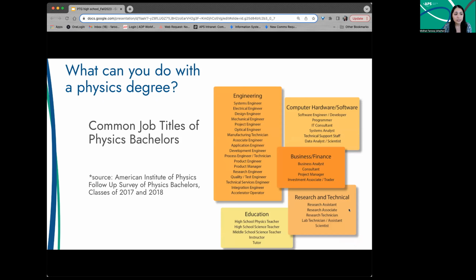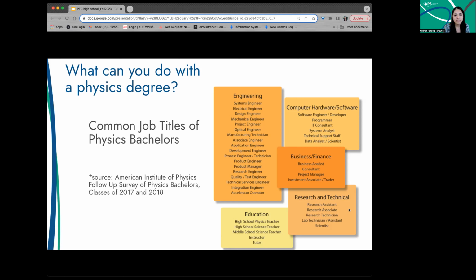So here are some resources from the American Institute of Physics. Their Statistical Research Center has lots of great data on their website. So this is from a survey of physics bachelors from classes of 2017 and 2018. And it's some of the most common job titles that these physics bachelors had after graduating.